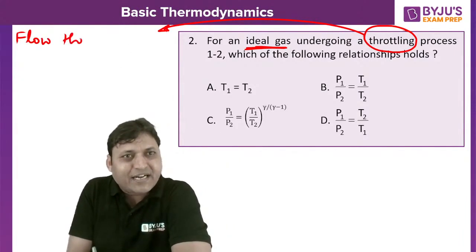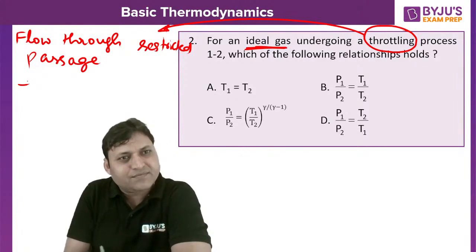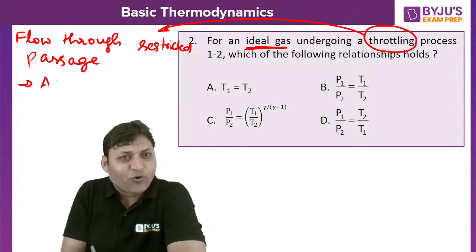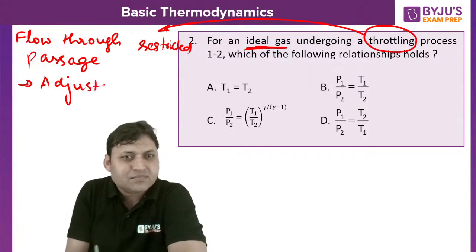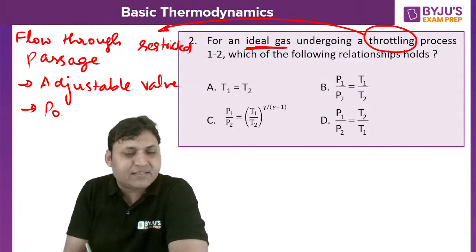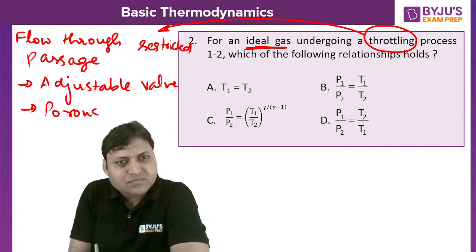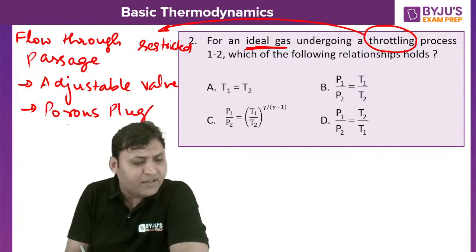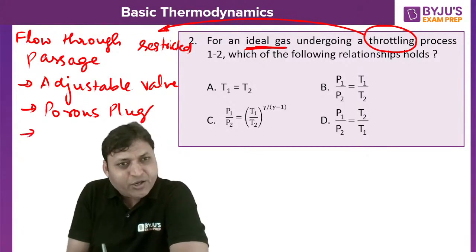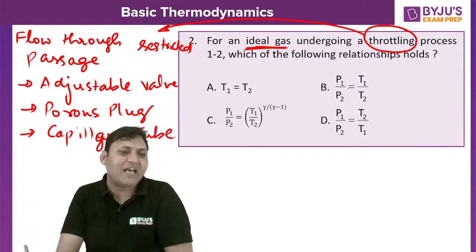Flow through a restricted passage is known as throttling. Examples are flow through an adjustable valve, flow through a porous membrane, flow through a porous plug, or the flow through a capillary tube. These are some of the examples.